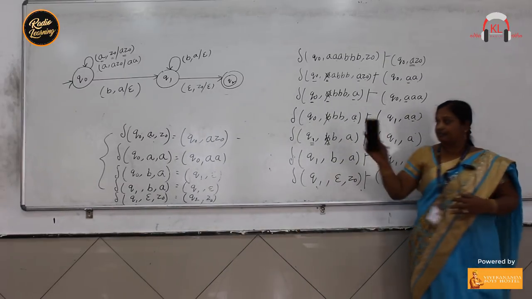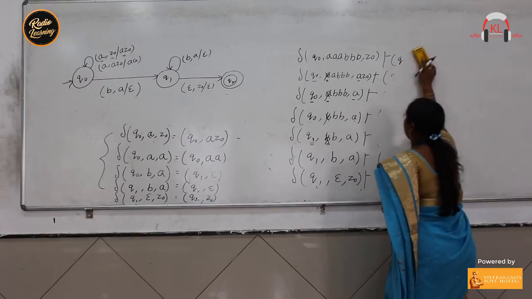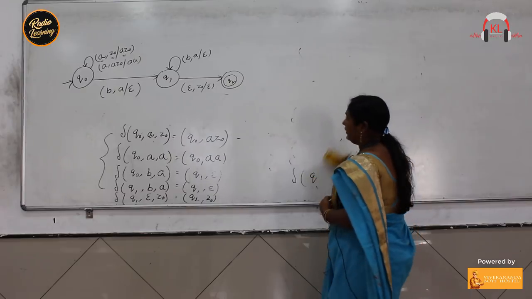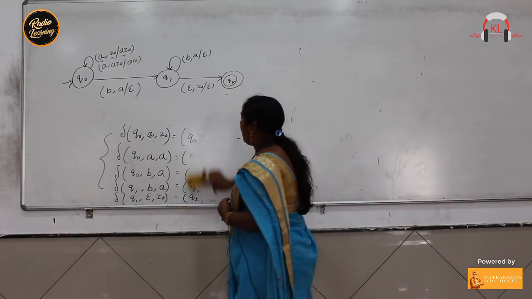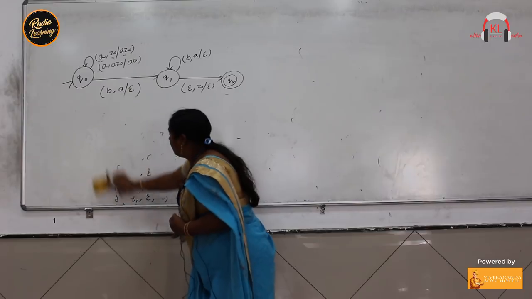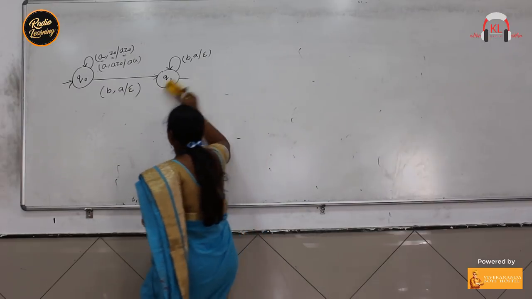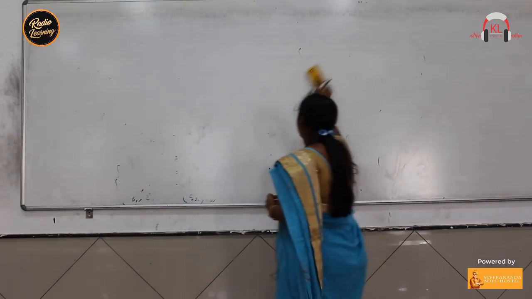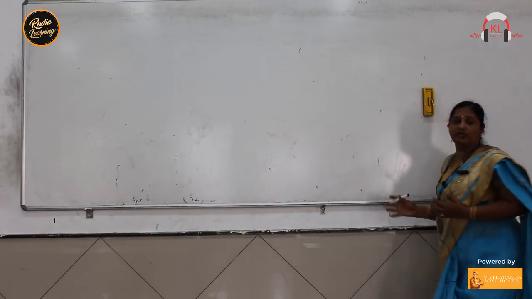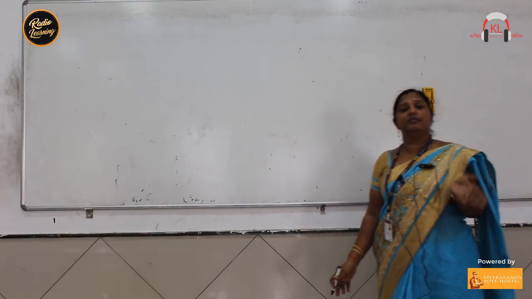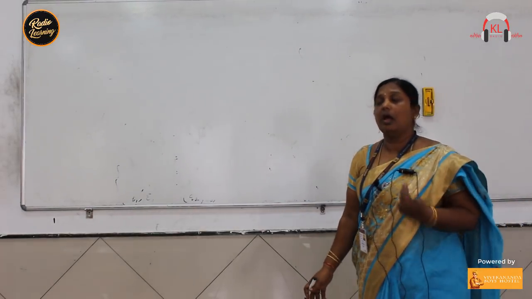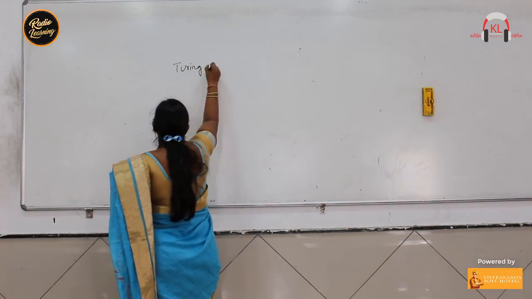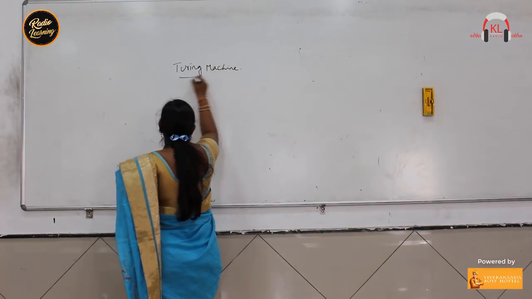Now see here, the next topic I'm discussing is Turing machines. As I told you, why did we go for pushdown automata, even though we have deterministic finite automata and non-deterministic finite automata? Because of the limitation we faced in finite automata: there is no storage of memory. Because of this reason we went for the pushdown automata. Then here I am discussing the Turing machine. So why are we going for the Turing machine?